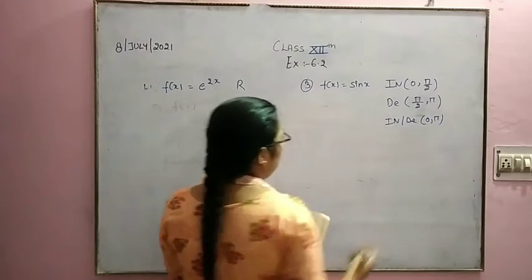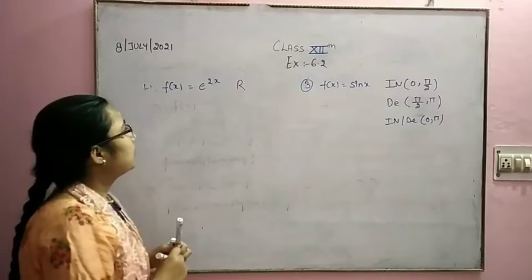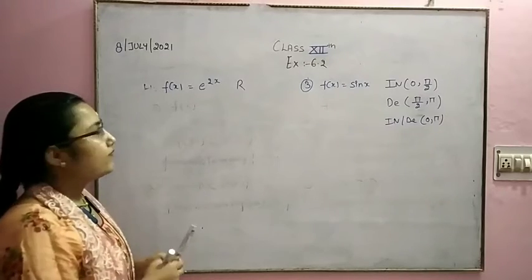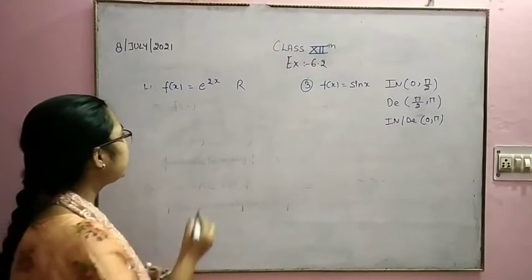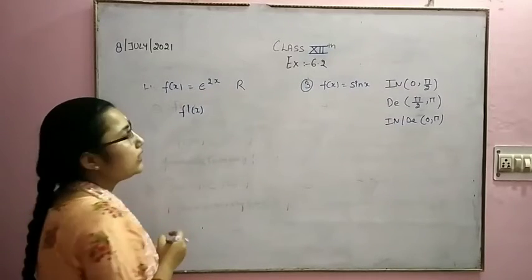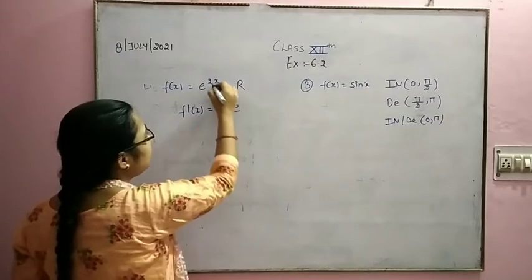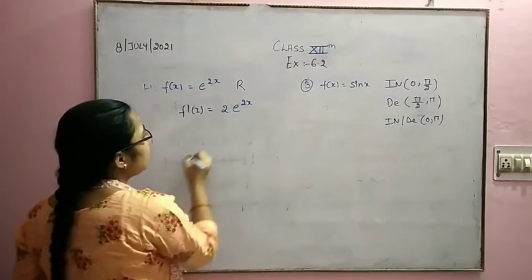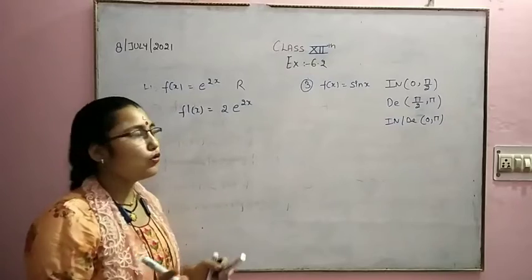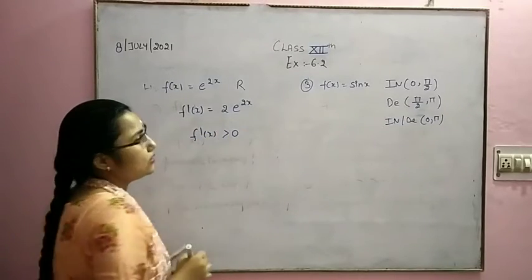0 to pi. Correct. Okay. Same way, firstly we have to find f dash x, that means the derivative of e to the power 2x. The derivative of e to the power 2x gives us 2 e to the power 2x again. And we know that for any value of x, f dash x is greater than 0.